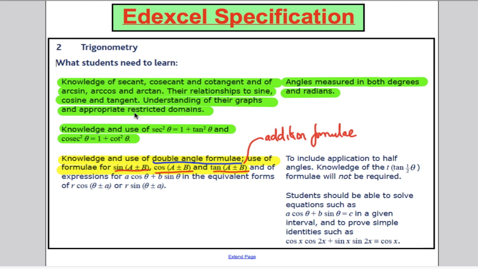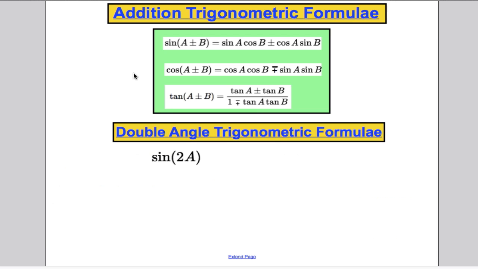Okay, let's start by reminding ourselves of the addition trigonometric formulae. These are what we learned in our last lesson. Now, from these we get very easily the double angle trigonometric formulae, and by that I mean we get an expression for sine of 2a, cos of 2a, tan of 2a. Okay, so sine of double an angle, cos of double an angle, and tan of double an angle. And the way you get them for each of these would be as follows. Sine of 2a is the same thing as sine of a plus a.